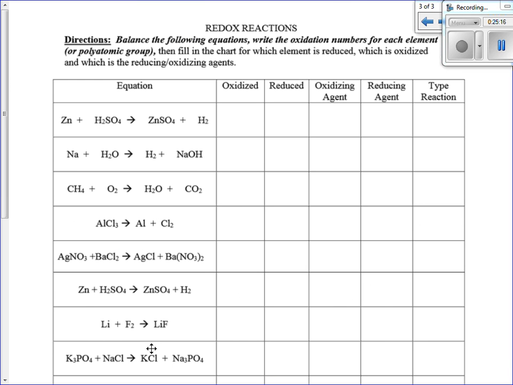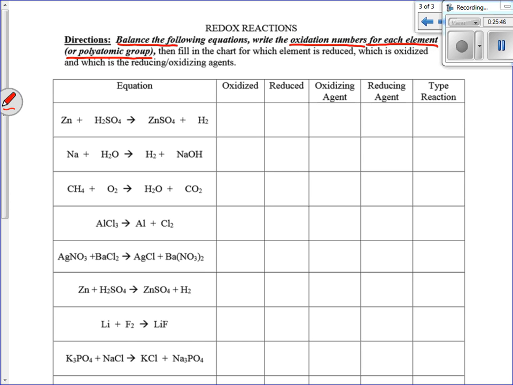And make sure we're following our instructions here. First, balance. Then write the oxidation numbers for each element or polyatomic group. If you have polyatomics on both sides, you can keep them together, which is nice, and you don't have to do them individually if they're on both sides. So, and then we're going to figure out which one's which and then do the type of reaction again. That's just a good little review anyways.